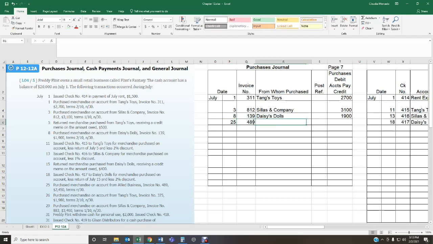And we've got invoice 489 for Allied Business. And the amount is $24.50. There we go. Okay. So that happened on the 25th.